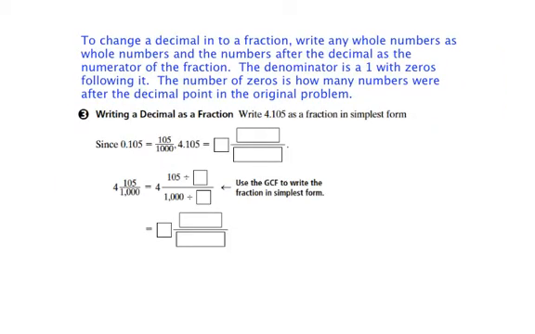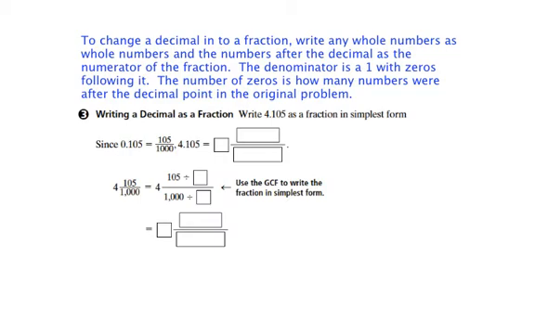To change a decimal into a fraction, write any whole numbers as whole numbers and the numbers after the decimal as the numerator of the fraction. The denominator is a 1 with zeros following it. The number of zeros is how many numbers were after the decimal point in the original problem. Copy this down. It may not make a lot of sense right now, but after we do a few examples, I bet it all makes sense to you.